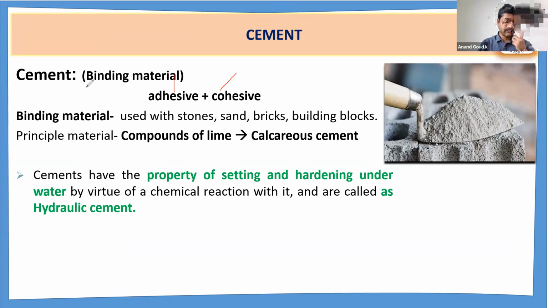Coming to the cement definition, cement is nothing but a binding material which has cohesive and adhesive property. So now, coming to the binding material, where are we going to use it? For binding stones, to attach two stones or a number of stones, or to bind sand for preparing mortar, and to attach bricks, or any other building blocks. This is the application.